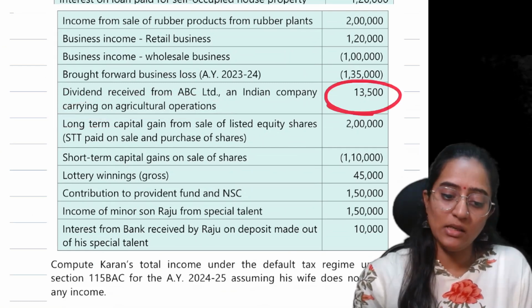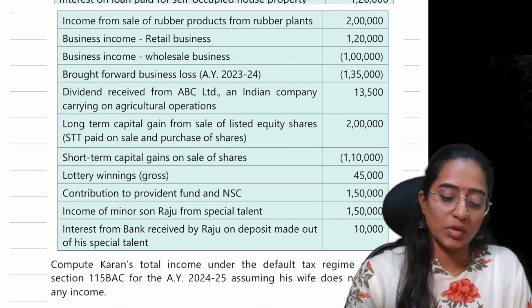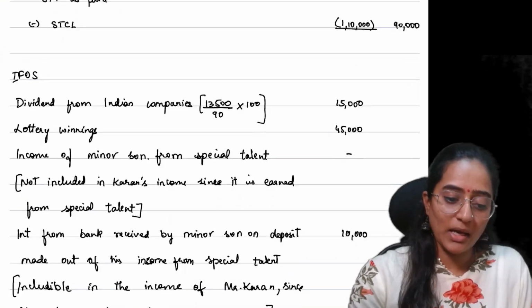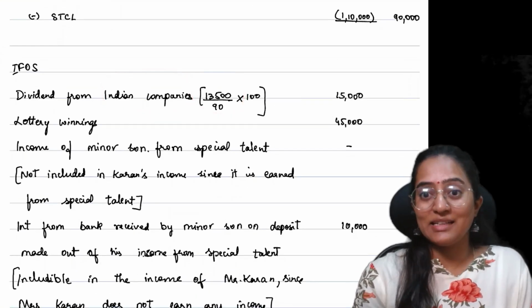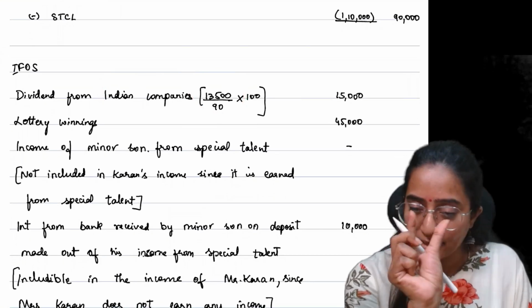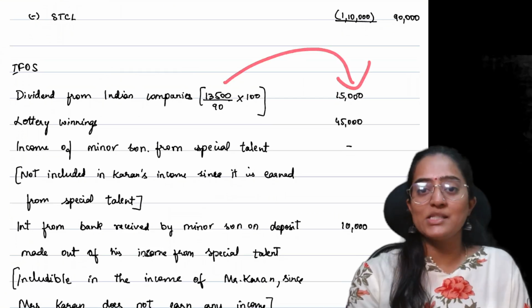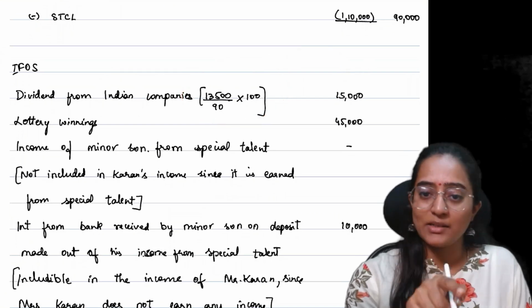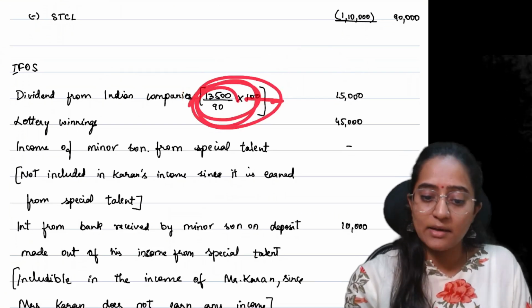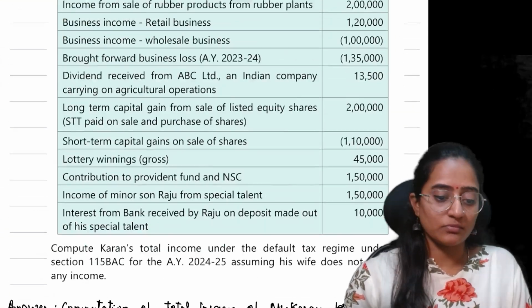Now, dividend received from ABC Limited, an Indian company carrying on agricultural operations, is 13,500. This is going to be taxable under the head income from other sources. That is dividend income. Whatever they have given, to that extent it is net of TDS. So the total amount is going to be 15,000. Grossing up is what you're doing: 13,500 is representing 90%, so how much is 100? That is 15,000 rupees. Clear?